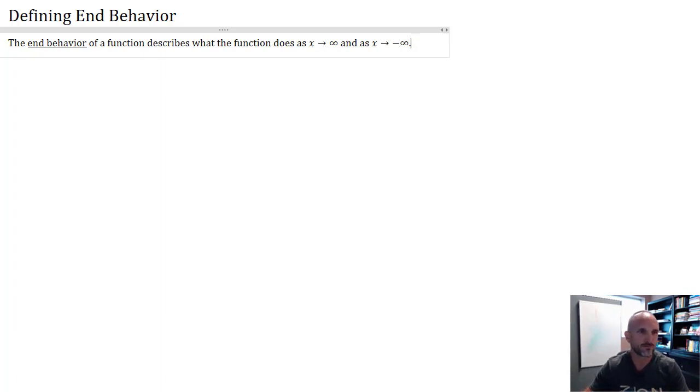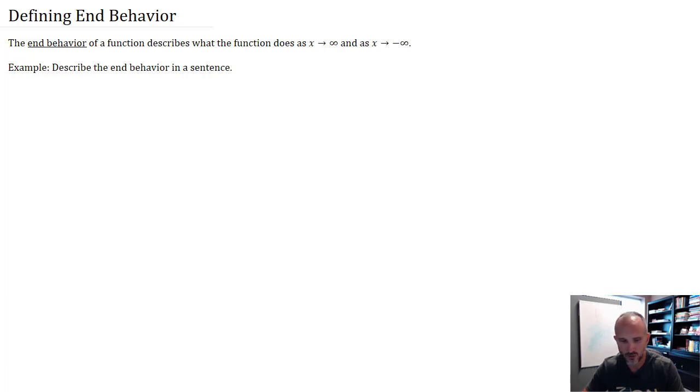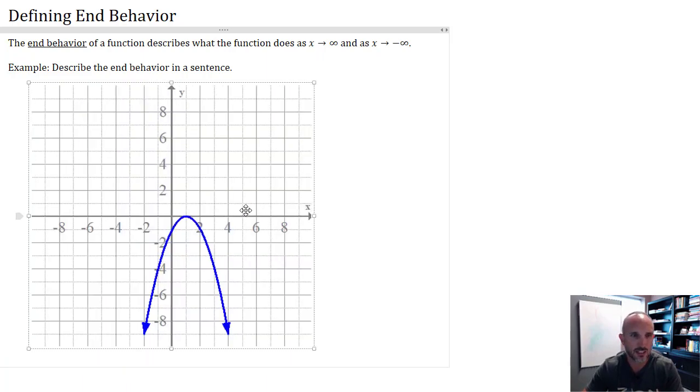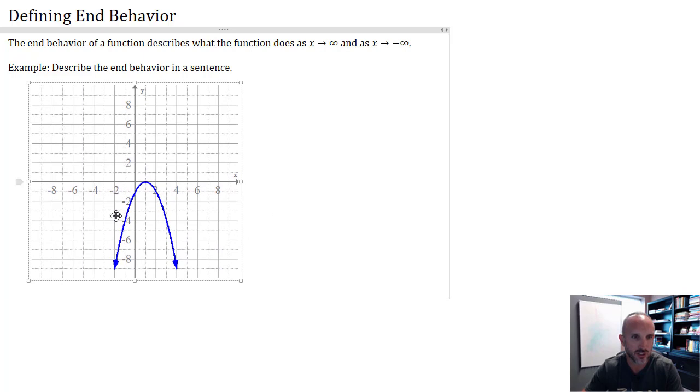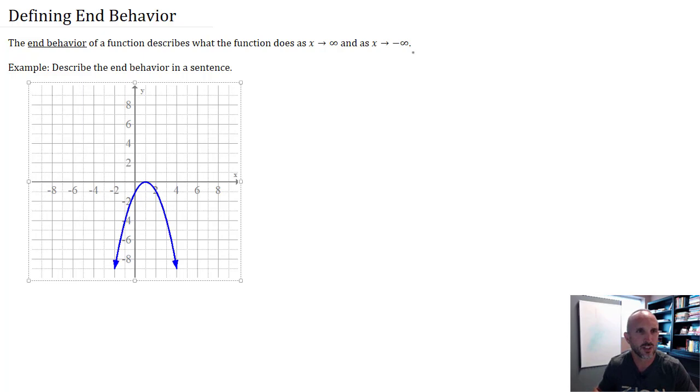Okay, so let's get right into some examples here. Describe the end behavior in a sentence. Okay, so I've got some graphs here that we'll use. And now we're not talking about how to figure out the end behavior. That's our goal eventually. For now, what we want to do is just be able to look at a graph and to describe its end behavior. All right, so we'll get comfortable with some terminology.